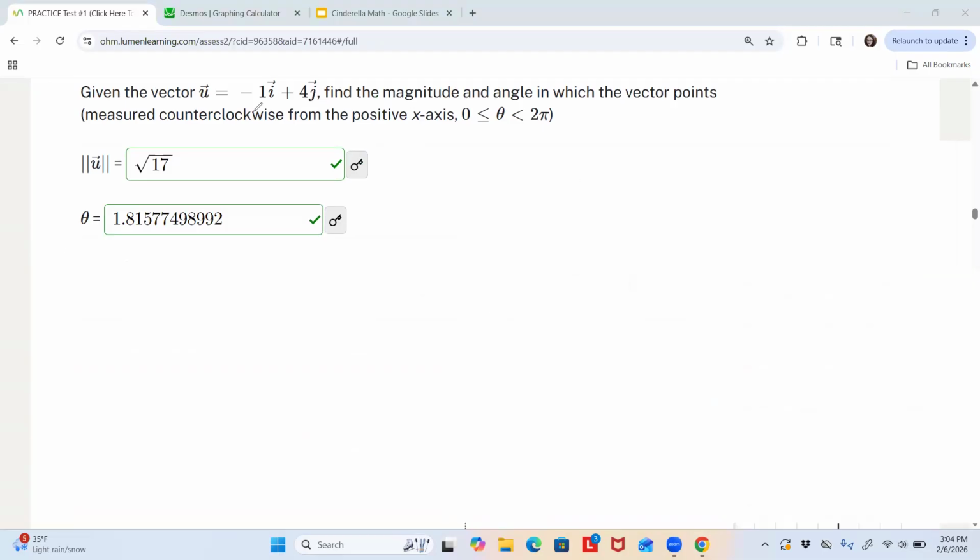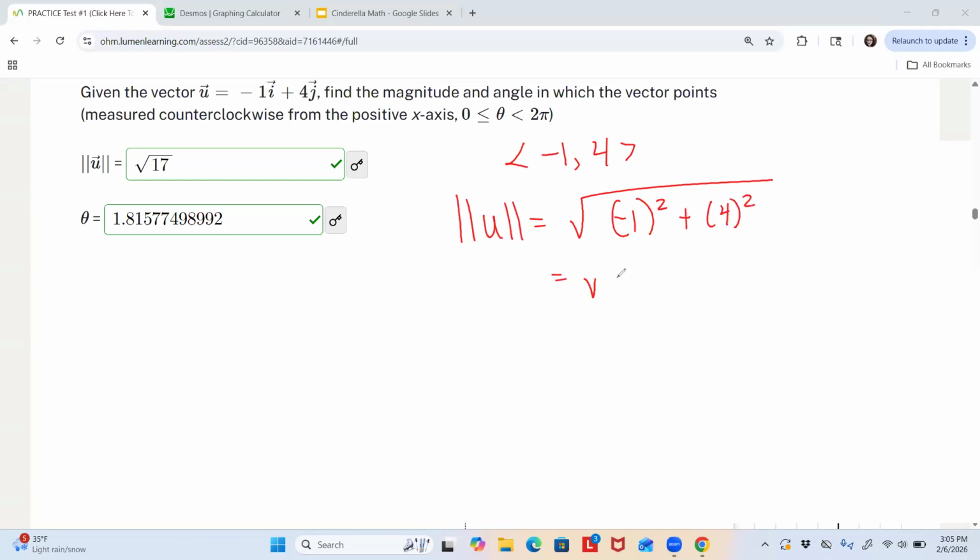So our vector, u, is negative 1i plus 4j. I like to write it in this form, negative 1, 4. And now let's do magnitude. So that's the square root of each component squared. So that's negative 1 squared plus 4 squared. So that would be 1 plus 16. So our magnitude is root 17. And you can see that up there, and that's correct. Yes, you could round that off, but I wouldn't. I would just leave it.